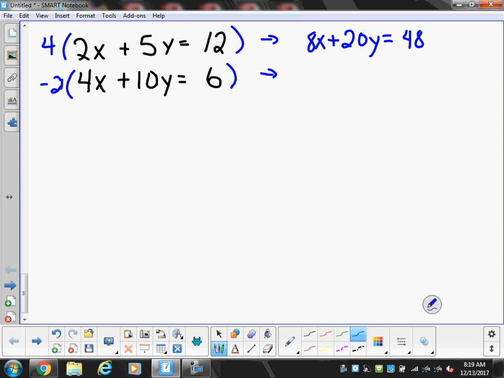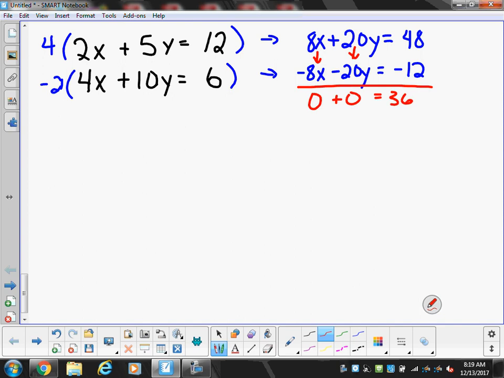In the bottom, negative 2 times 4x is negative 8x. Negative 2 times 10y is negative 20y. And negative 2 times 6 is negative 12. So when I add those together, 8x minus 8x is 0. 20y minus 20y is 0. And then 48 minus 12 is 36. So we end up with the equation that says 0 equals 36.